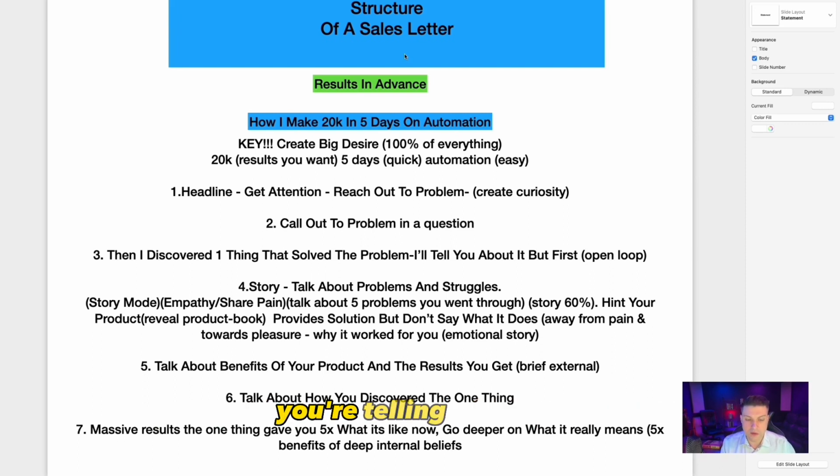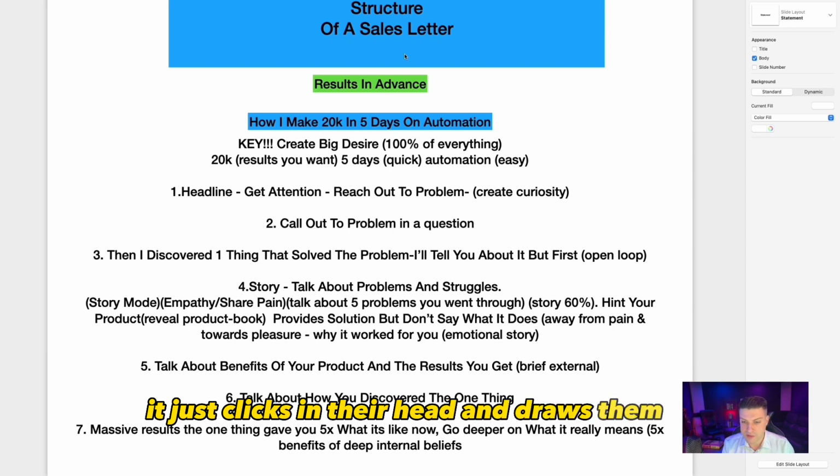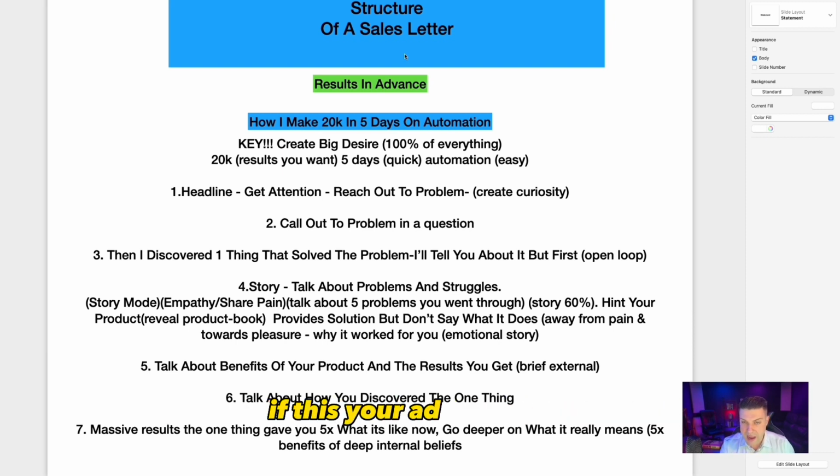But as you're telling the story, you're going over about five different problems or walls that you hit or struggled with. In that story, they're going to bond. I don't know if you know this, but they're really going to bond with that part of the story. It just clicks in their head and draws them in. If your ad, in your headline, calls out to a problem, and you start telling your story and talking about your pain points and all your problems, it's going to super draw them in. So the storytelling is 60% of everything. This is super powerful.